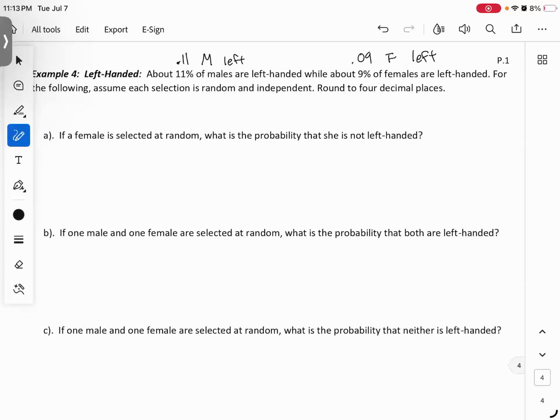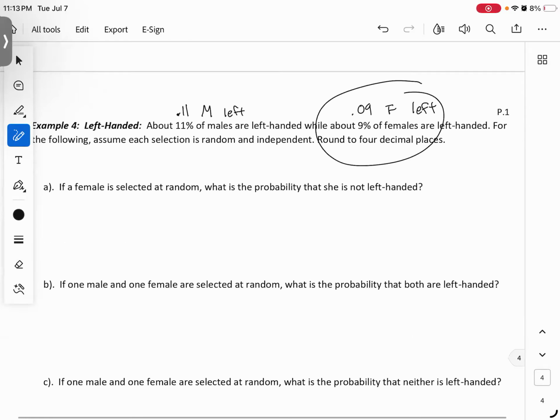If we wanted to pick just a female and she was not left-handed, well, some students say the opposite, but we need the complement of 0.09. So if there's 0.09 that are left-handed females, then 1 minus 0.09 would give us how many females are right-handed. So 91%.